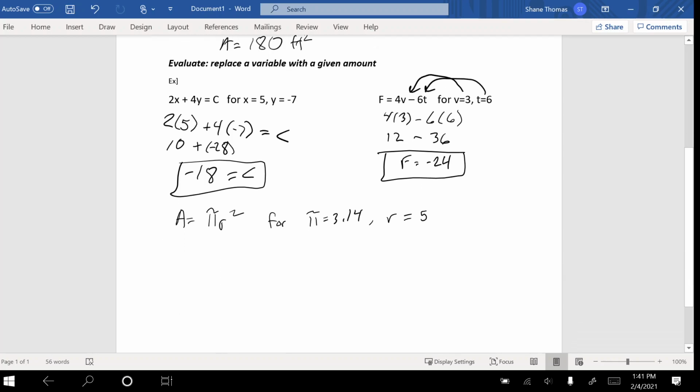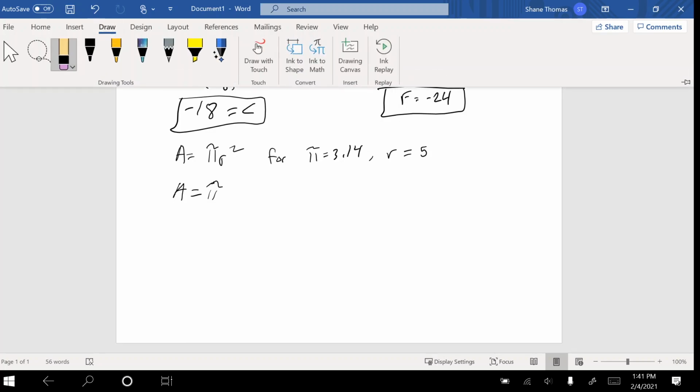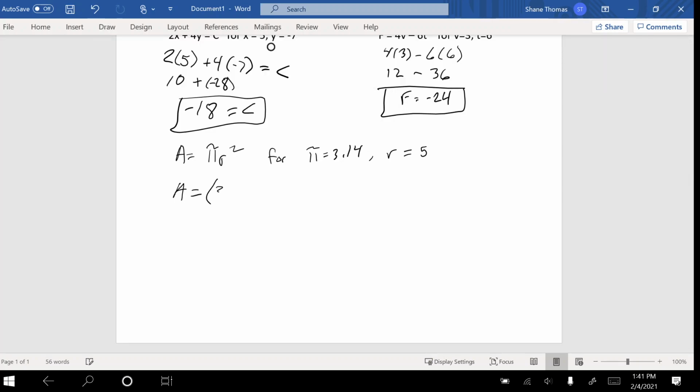Okay. Now, this one here is a little trickier. We have area equals pi r squared. Now, I gave you pi. Pi is 3.14. And I gave you a radius of 5. Let's do this one together, then I'll give you one on your own. So, in this one, you just have to be careful. I'm looking for area. I have pi, so pi is 3.14.